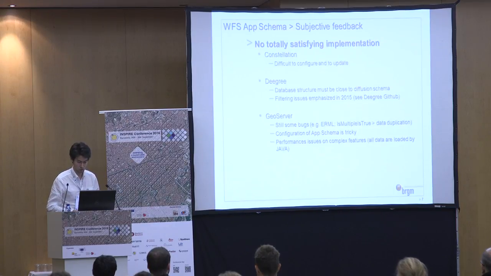And for GeoServer, we also have some bugs. One of them is with Earth Resource ML, where we have data duplication, which is a bug of this tool. We have found that configuration of app schema is also very tricky, and we also have some performance issues on complex features.